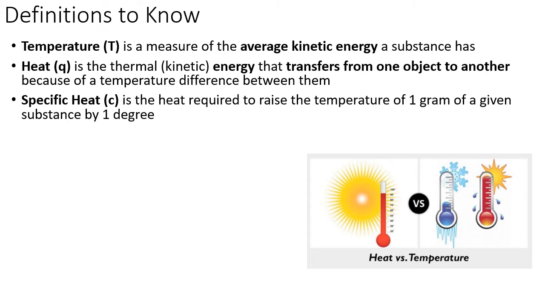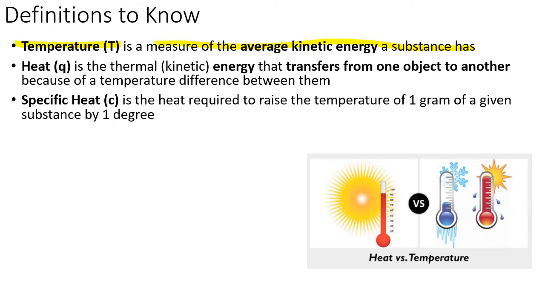There are a few definitions that you do need to know. The first one is temperature, which is going to be symbolized with a T. Temperature is a measure of the average kinetic energy that a substance has. So if something's at a high temperature, like let's say 100 degrees, that means the molecules are moving faster than something that is at 0 degrees. 0 degrees would be moving a lot slower.